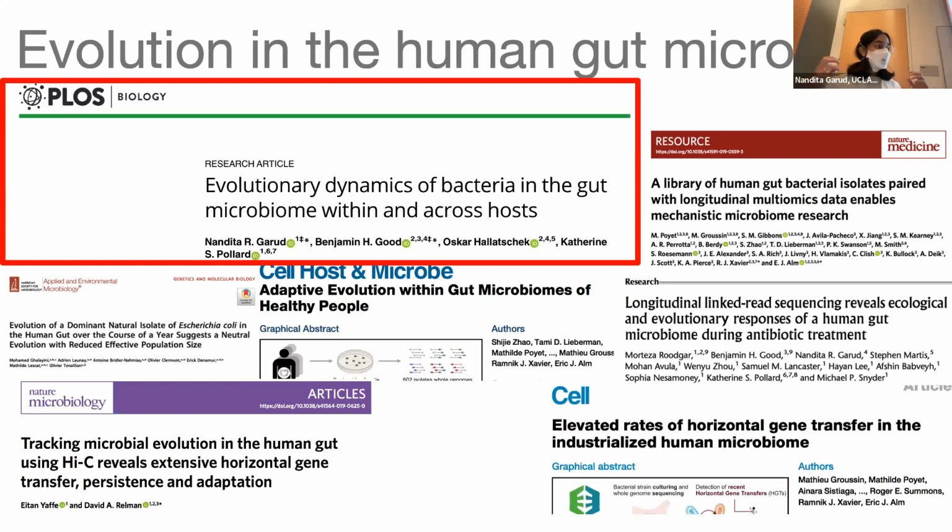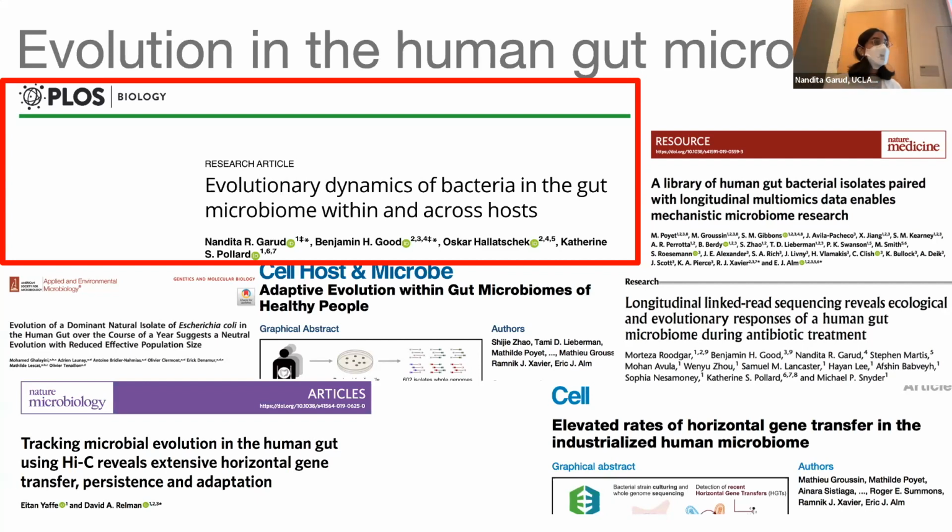Since then, myself with my colleagues, Benjamin Good, Oscar Halachik, and Katie Pollard, we published one of the first papers showing that evolution can happen in the human gut microbiome in healthy hosts or in any host. And this was really exciting. This was happening on just a few months timescales. Later on, I went on to show with my undergraduate that this can happen on daily timescales. And so this is really exciting because it means that there's a lot of dynamism in our guts, not only at the species level, but also at the genetic level. And this has a lot of potential to shape our health.